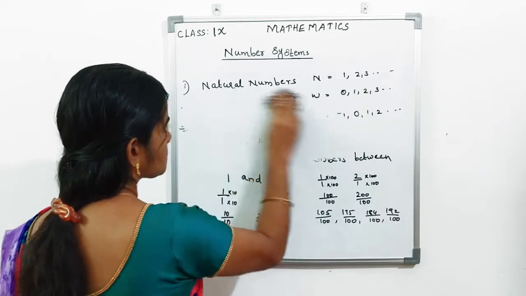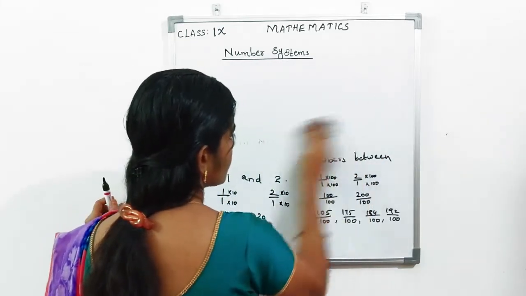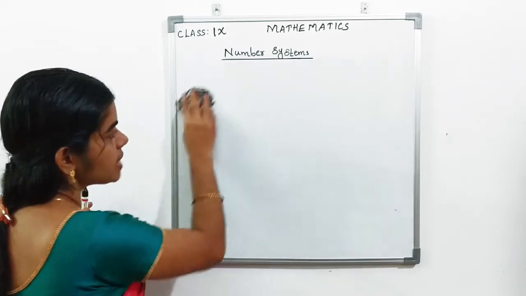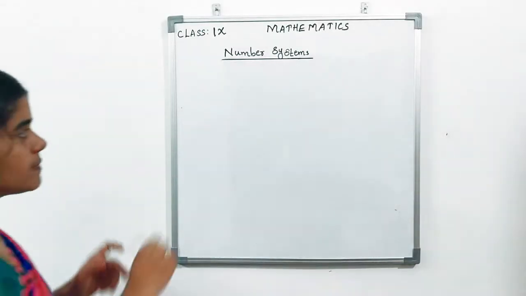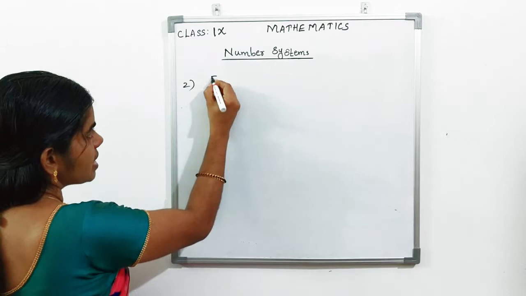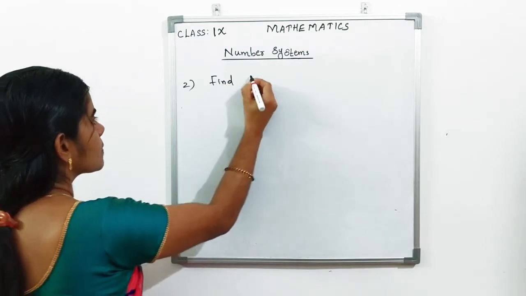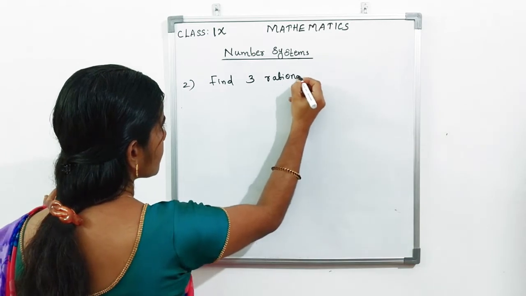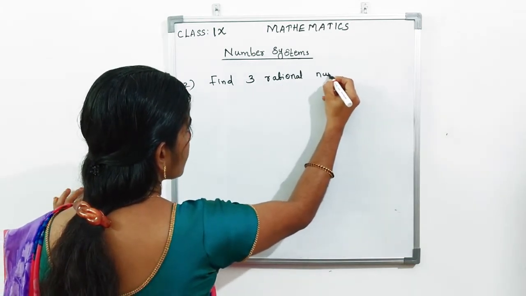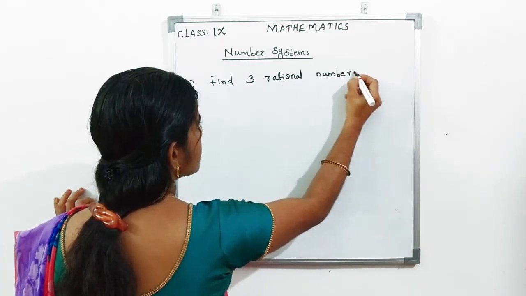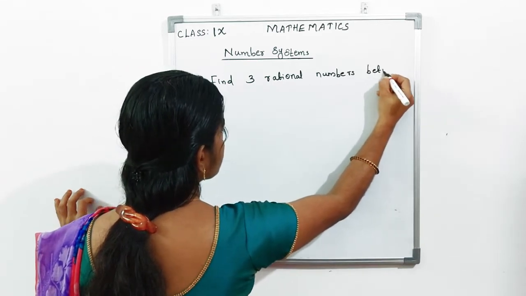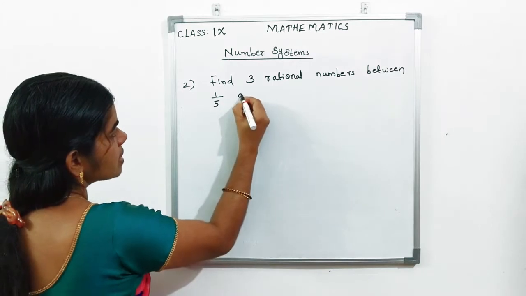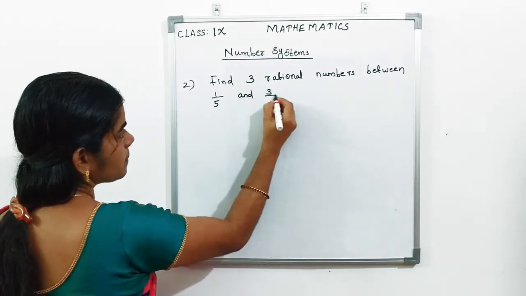Next question. Find 3 rational numbers between 1 by 5 and 3 by 5.